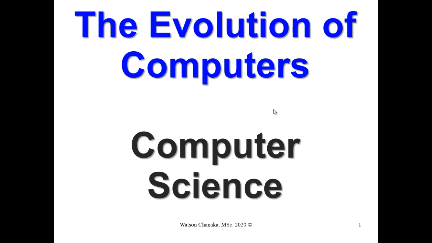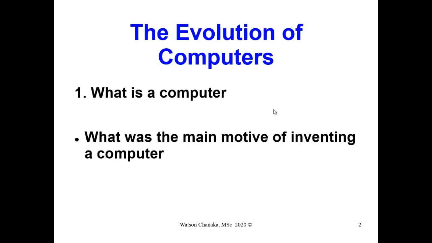So we're in our computer science lesson. Today we're going to focus on the evolution of computers. So the main objective of this lesson is that we want to know the history of computers, from the very first type of computer to the most recent computers we have nowadays, in the year 2020 and beyond. So that is our main objective. We're going to look at the evolution from one generation to the other generation. So okay, let's start off.